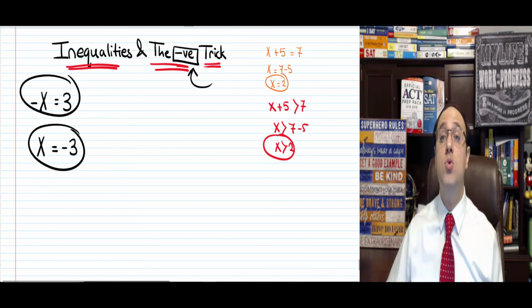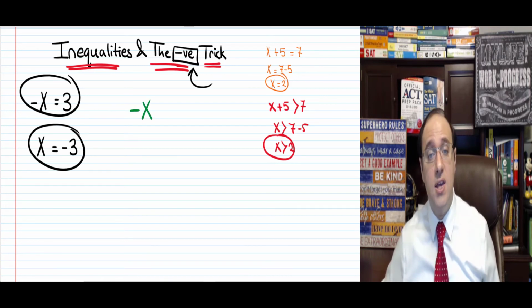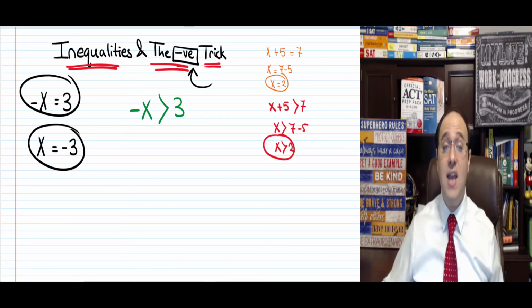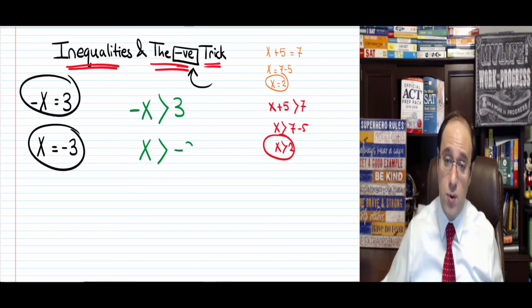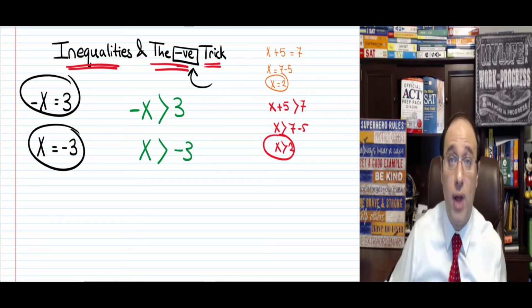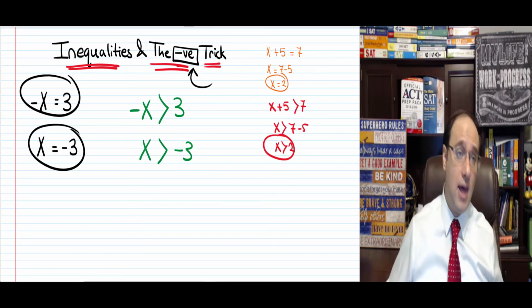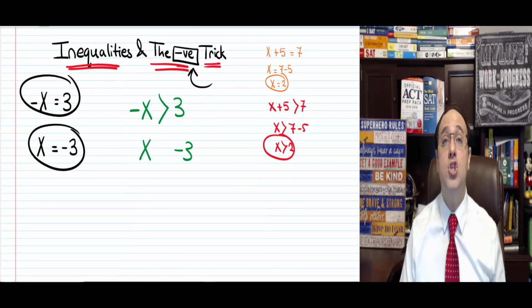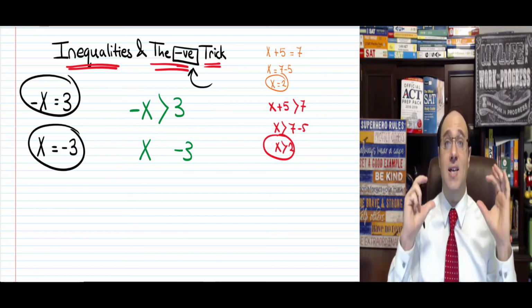However, can you do the same thing with inequalities? No, you cannot. What does that mean? If I tell you that negative x is greater than 3, okay, easy. Can you say that positive x is greater than negative 3, just like I did here on the left in black with the equations? No. Why? Well, because on the left, you simply had an equal sign between the two numbers. So you switched the positives and the negatives, and you kept the equal sign as it is.